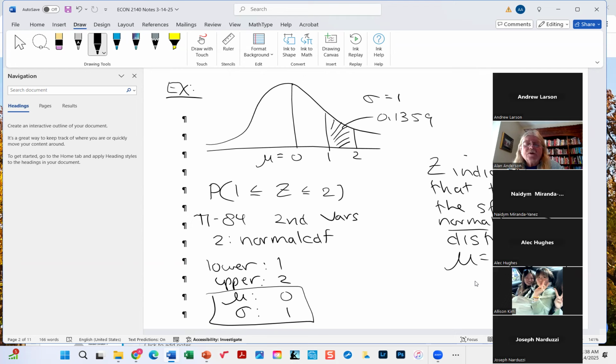And when you do use normalcdf, you need to tell the calculator 4 things. We need the lower limit, the upper limit, the mean, and the standard deviation. So for any interval, this would be my lower limit. And this, of course, would be the upper limit. You notice how I put in here 1 and 2. Now, as far as the mean and standard deviation are concerned, because this is the standard normal distribution, we're going to put in a 0 and a 1.